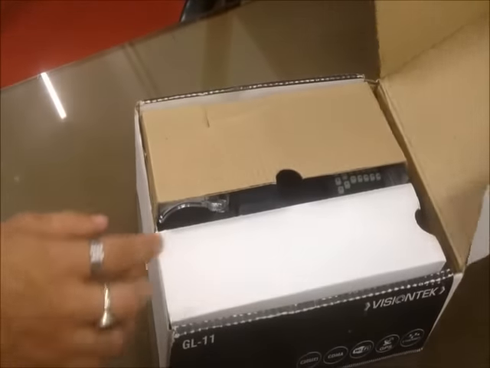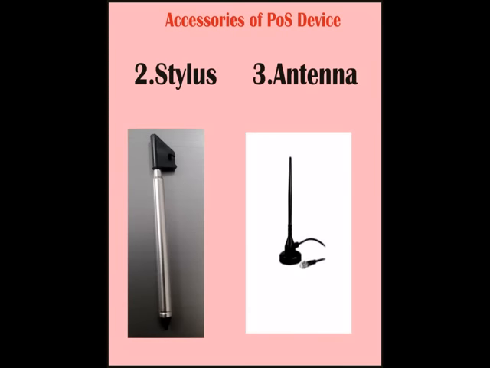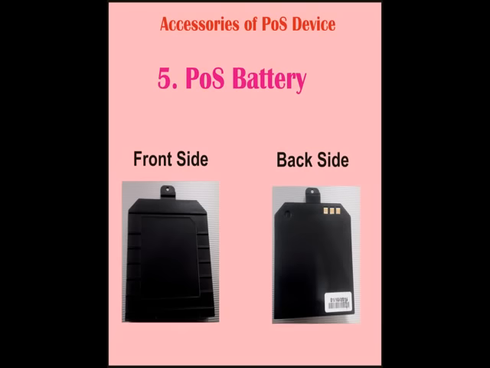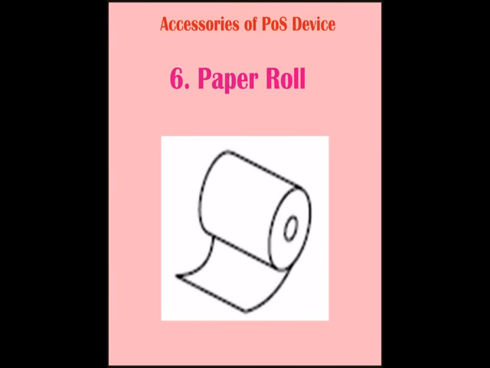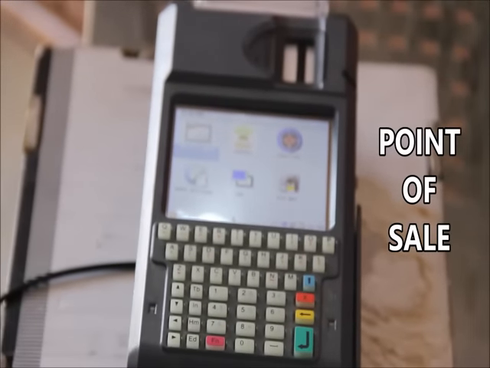The POS box comes with following devices: POS device, stylus, antenna, POS charger, POS battery, and paper roll. The POS device will be used by retailers for the sale of fertilizers to the farmers.